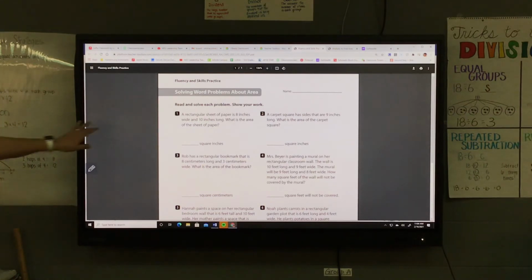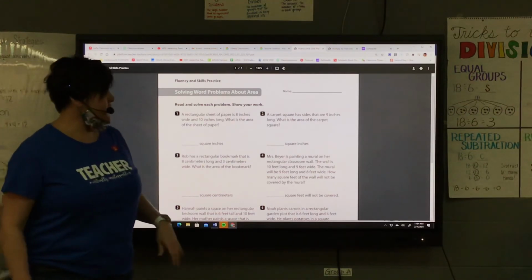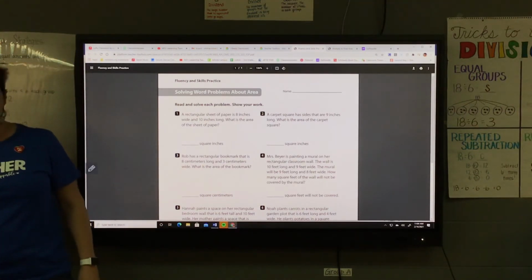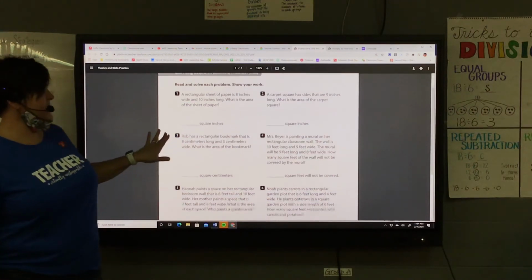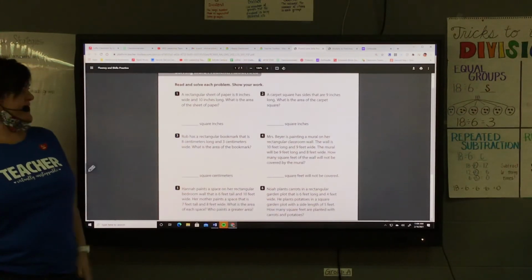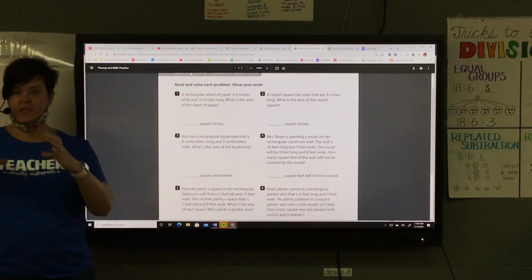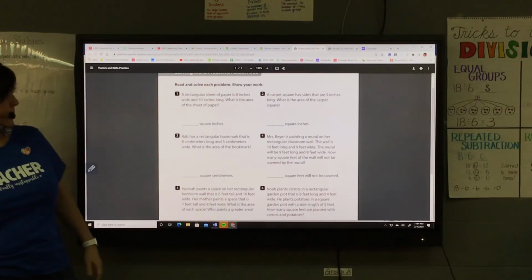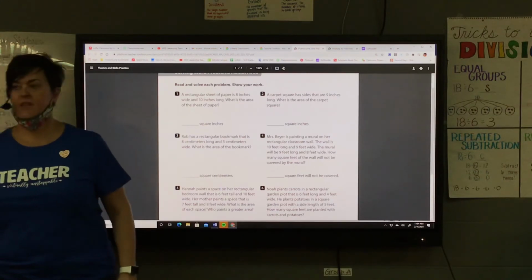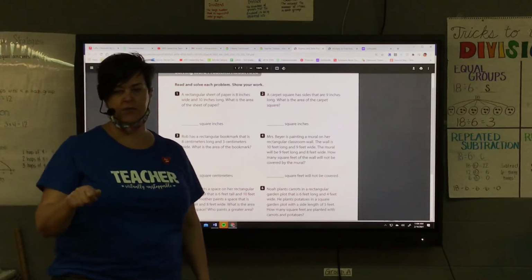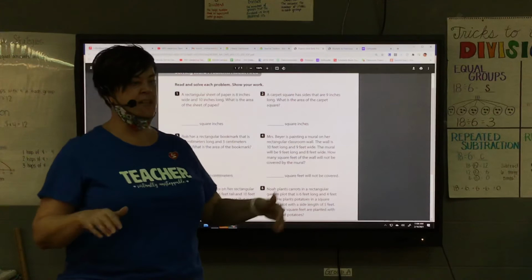Look at one with me. A rectangular sheet of paper is 8 inches wide and 10 inches long. What is the area of the sheet of paper? Write the equation for this problem. And then set your pencil down once you have the equation written. You don't have to solve it, just write the equation.